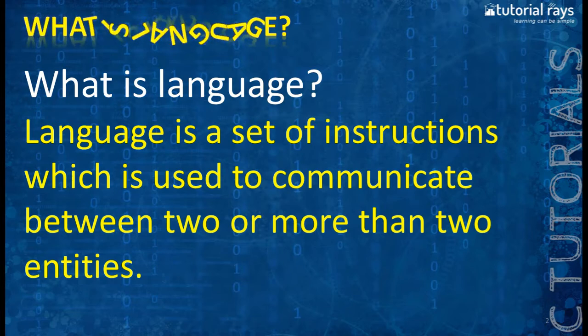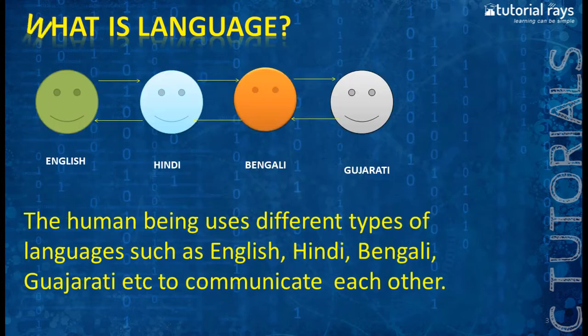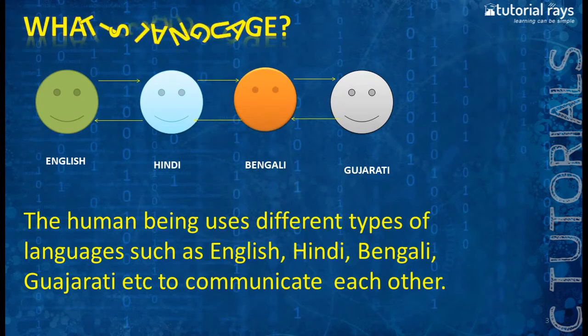But before I proceed ahead with the C tutorials, I'd like to provide you some information regarding language. So first of all, let's understand what is language. Language is a set of instructions which is used to communicate between two or more than two entities. Human beings use different types of languages such as English, Hindi, Bengali, Gujarati, etc. to communicate with each other.